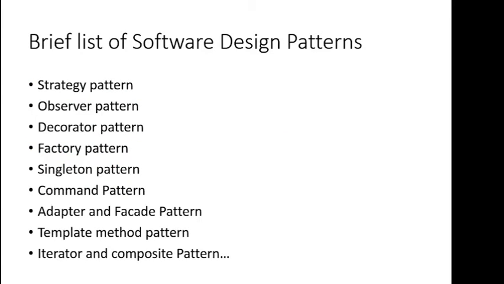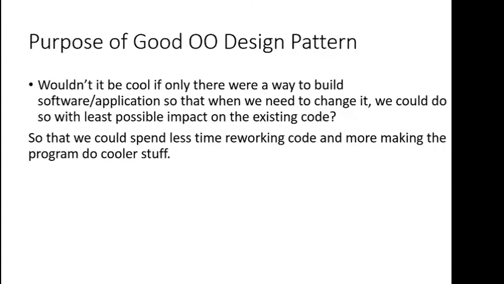Let's dive into it. This is a brief list of software design patterns commonly used in production. As you can see on the screen, you have the strategy pattern, observer pattern, decorator pattern, factory pattern, singleton pattern, command pattern, adapter, template method pattern, and composite pattern. In the subsequent videos, we are going to show you all these patterns with an example of how to apply them to your own design problem.